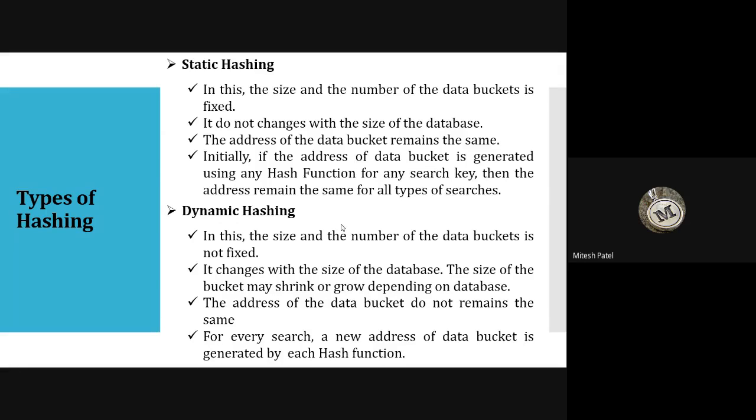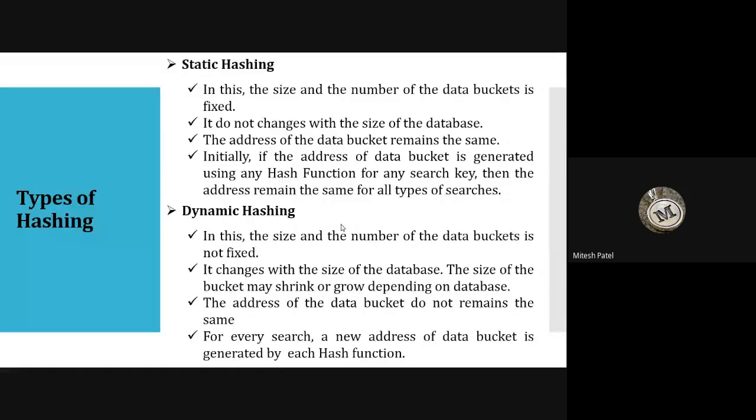In static hashing, it does not change with the size of the database. The address of the data buckets remains the same because it is static. Initially, if the address of a data bucket is generated using any hash function for any search key, then the address remains the same for all types of searches. Once the address is generated by the hash function, it will be the same throughout the entire process for static hashing.